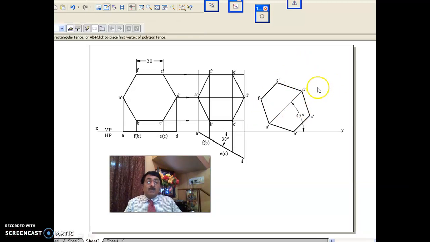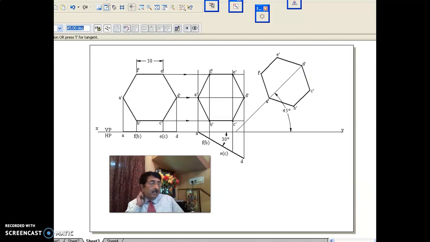You see the thing. Now you see here, I could have done the top view, that is, when you're looking from the top direction, how it is seen in the top view has to be written. But they have given one thing: a hexagonal lamina of side 30 has a corner in VP, resting on HP. That means all corners are above the XY line, at some distance above HP. But resting on HP means you don't write the front view this way.